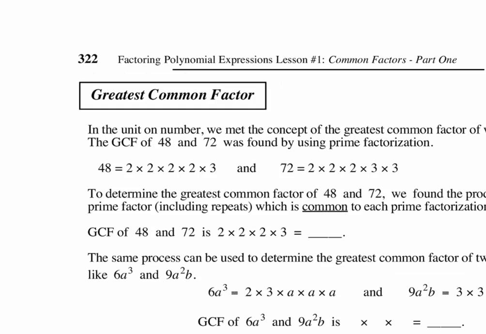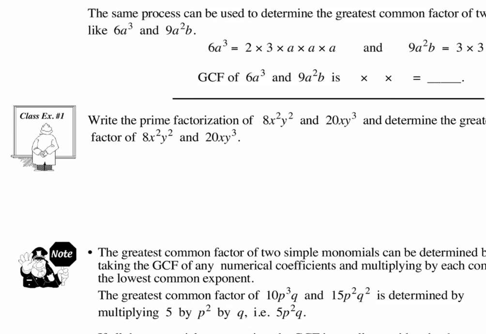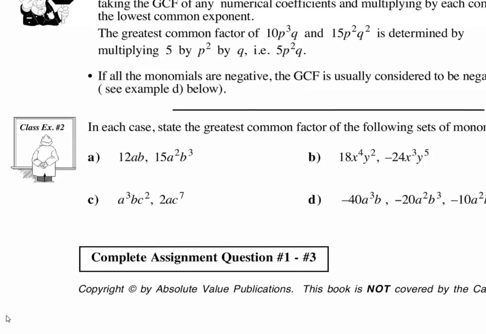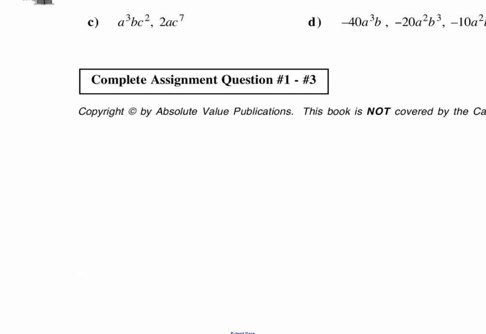So let's talk about common factors, the greatest common factor. Okay, we're actually going to go down to number 2. So when we are common factoring or finding out the greatest common factor, we want the largest number that will divide into both. Okay, largest monomial that divides into both of them. 12ab and 15a squared b cubed. Now knowing your times table is going to make this a lot easier.